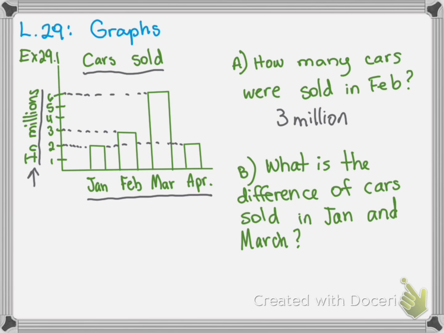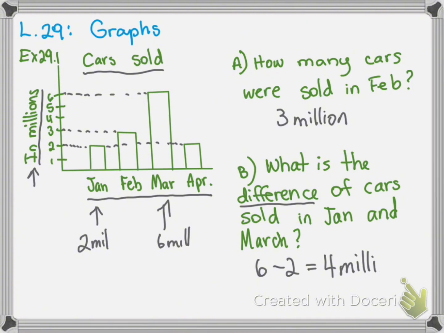Okay, so in the next question, it says, what is the difference? Remember, difference is subtraction. What is the difference between the cars sold in January and in March? So again, January we said there were 2 million. And then in March, there were 6. So once we find the information, we just subtract 6 minus 2, which is 4 million. So the difference between these 2 months was of 4 million.